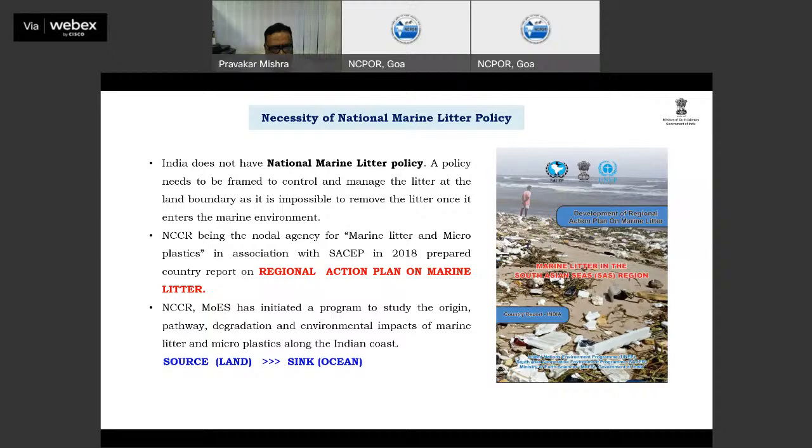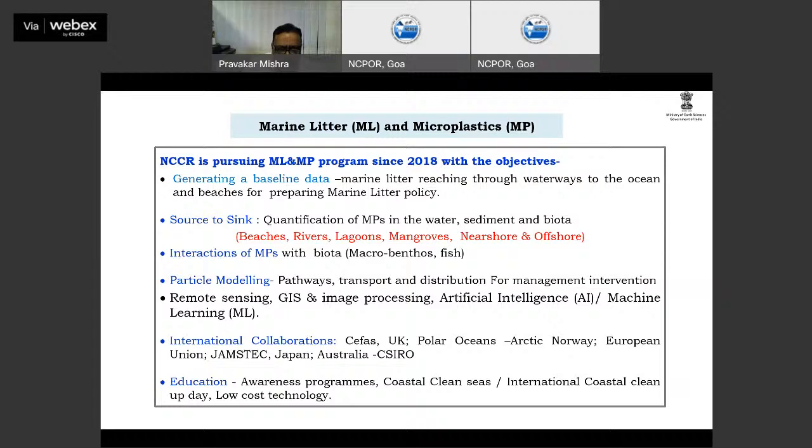And the sources, as I said, then the understanding started that the land is the source and sink, how we can connect it, what type of studies we should do so that we can connect both, and what should be the policy of the country so that we can minimize this particular contamination. So NCCR, National Centre for Coastal Research, initiated some of the programs.